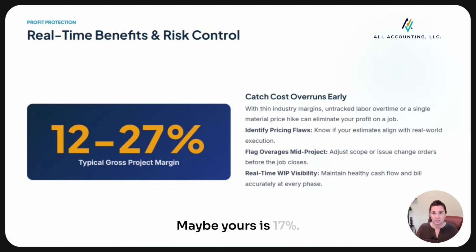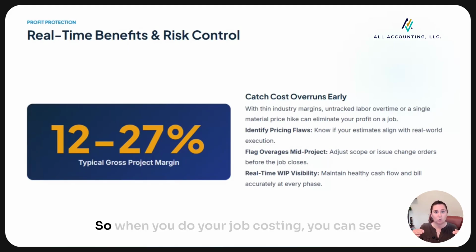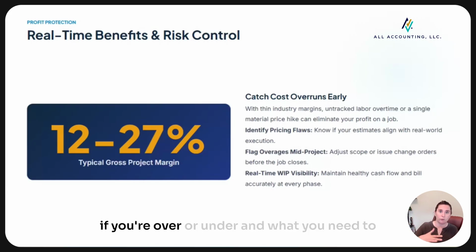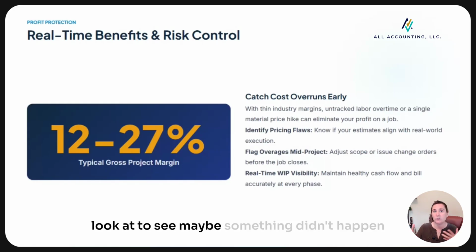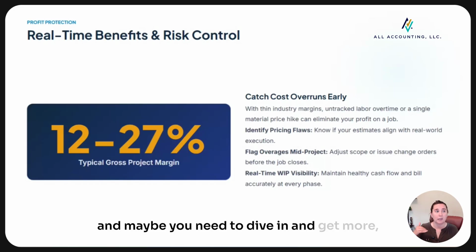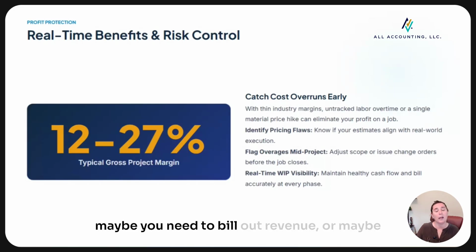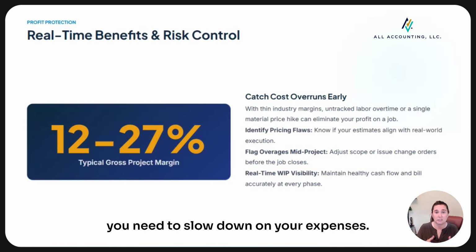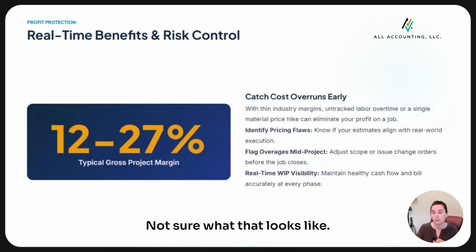Maybe yours is 17%. So when you do your job costing, you can see if you're over or under and what you need to look at to see maybe something didn't happen, and maybe you need to dive in and get more. Maybe you need to bill out revenue, or maybe you need to slow down on your expenses. Not sure what that looks like.